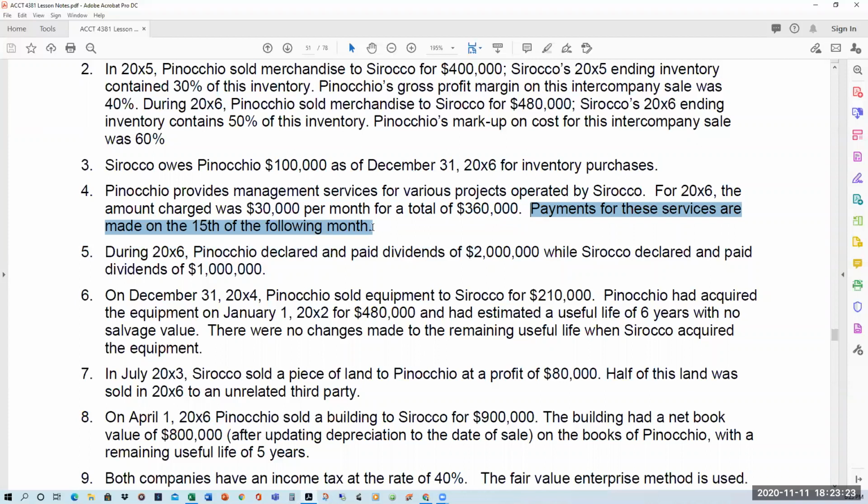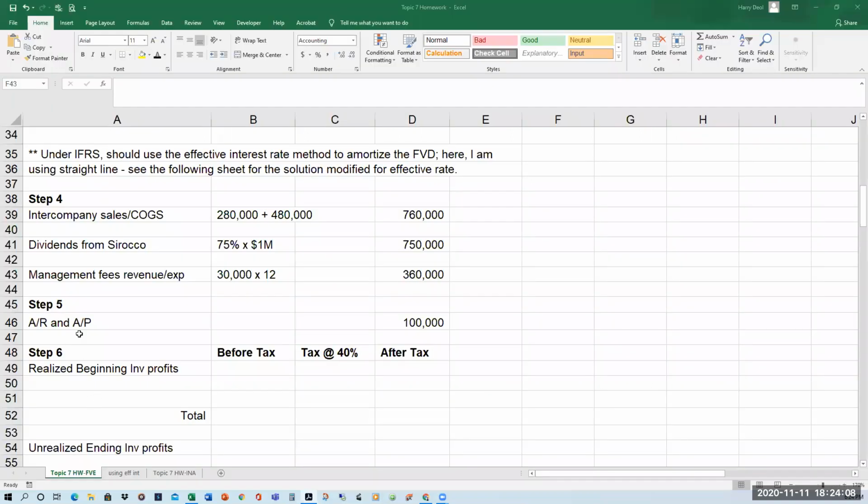For the management services, payments are made on the 15th of the following month. So each month, the amount charged is $30,000. So if the fiscal year runs from January to December, the management fee for the month of December of 2006 would not have been paid at the end of 2006 because the amounts are paid on the 15th of the next month, or the next month following December of 2006 is January. So as of December 31st, 2006, $30,000 would have been owing for the management fees.